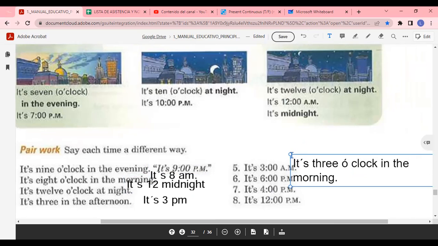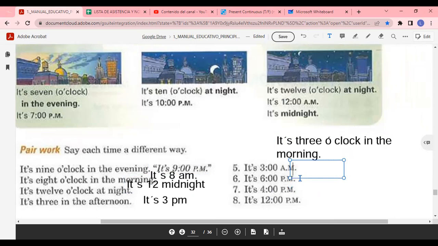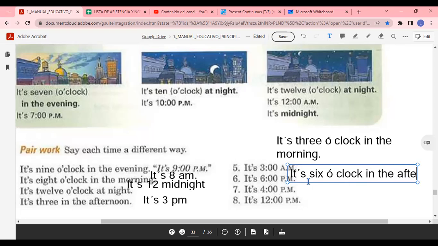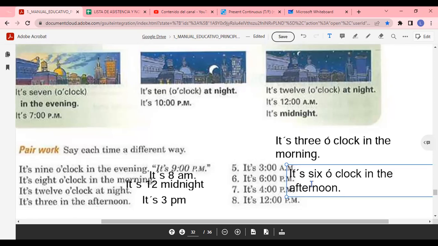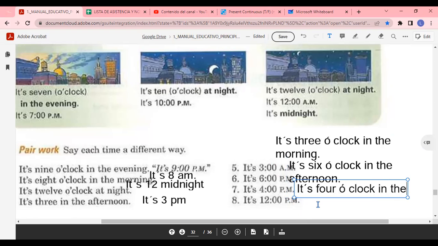What about it's 6 p.m.? Wait, let me make this shorter. It would be? It's 6 o'clock in the afternoon. Very good. What about number 7? Oh my goodness, I cannot make it smaller. Number 7, it's 4 p.m. How will be the other way? It's 4 o'clock in the evening. Exact. It's 4 o'clock in the afternoon.